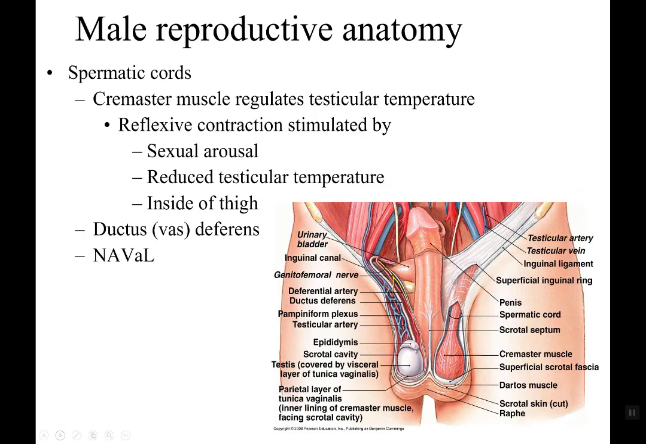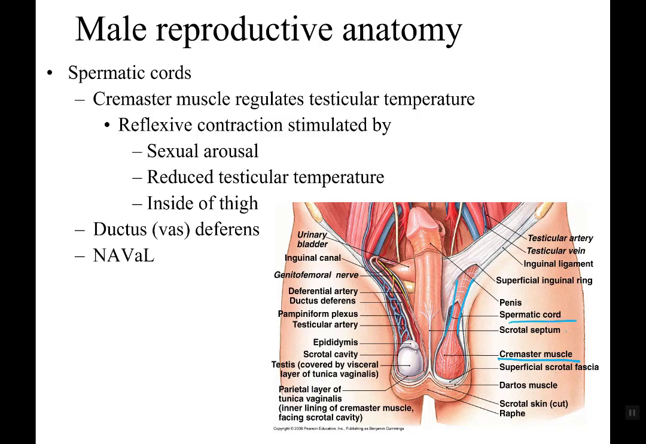So with regard to the external anatomy absent the penis, I mentioned the sperm has a long way to go. The scrotum is not simply a sack of skin. It has muscles in it, including the cremaster muscle, which wraps around each testis, but also around the spermatic cord.